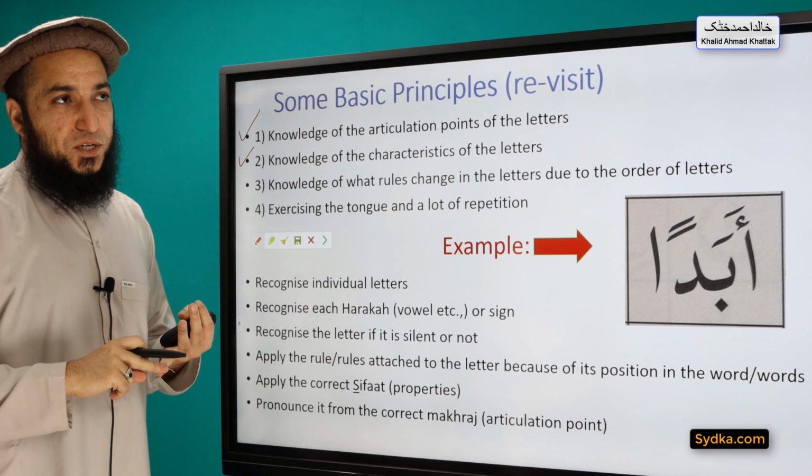So the next three slides would be sounds only, without spellings. Wahaba, wahaba. Humazatin, humazatin. Hudan, hudan. So this is the end of this session.